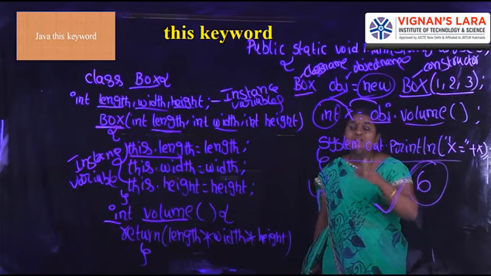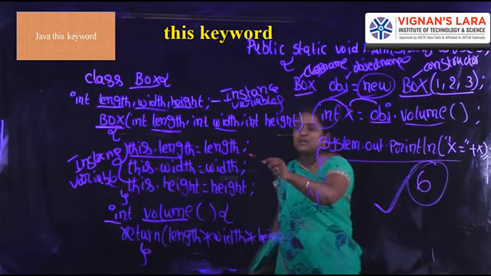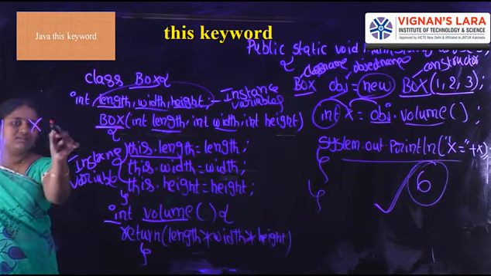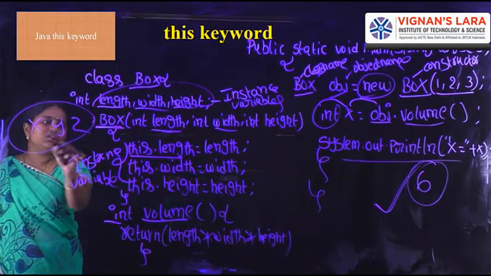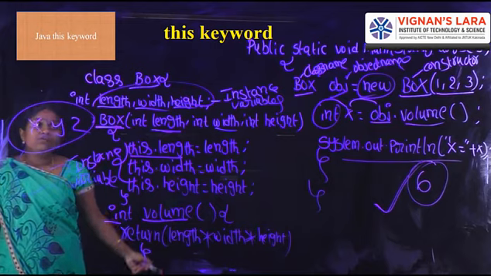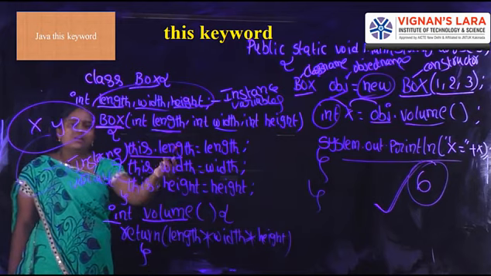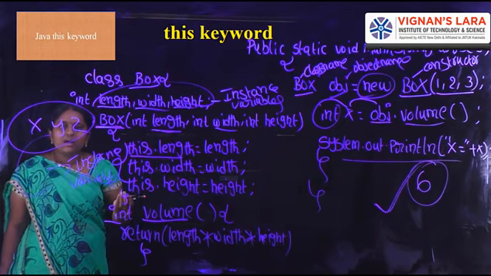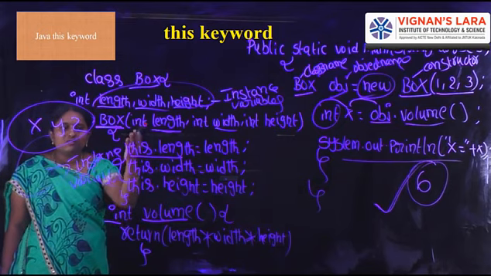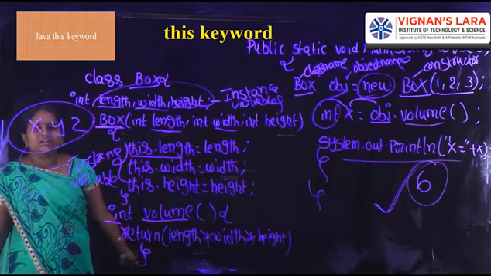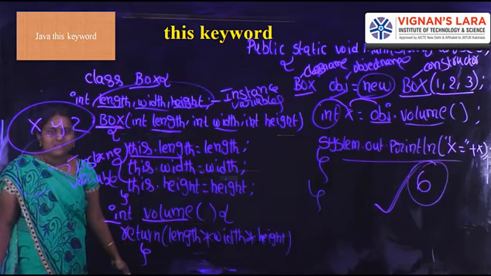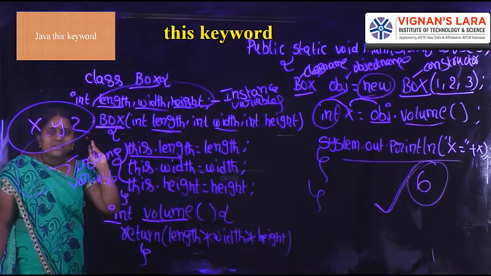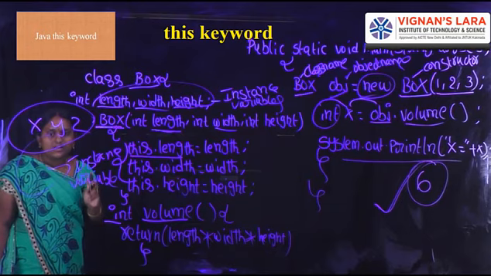If both variables have the same name, for example in this one, suppose I rename these three variables as x, y, z, then in that situation we need not use the this keyword. If the instance variables and the local variables of the constructor are the same name, we can separate them with the help of the this keyword. Otherwise we need not write this keyword in Java. It always represents the instance variables of the current object.